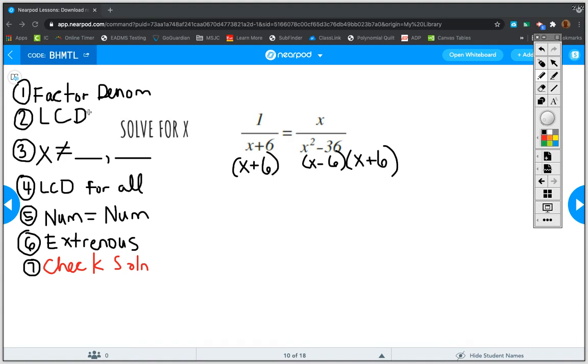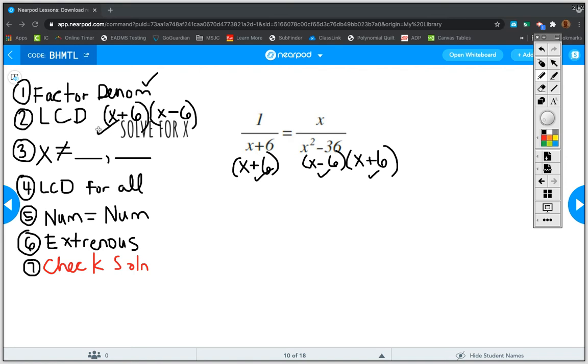And then we find our LCD. And so our LCD is going to be each of these factors represented. So I have an x plus 6, that's part of my LCD. Every single factor in the denominator needs to be present in my LCD. I have an x minus 6. They're not the same factor. They're not exactly the same. One's a plus, one's a minus, so I have to include it. And then an x plus 6, but I already wrote that, so I don't need to write it twice. So my LCD is x plus 6 times x minus 6.